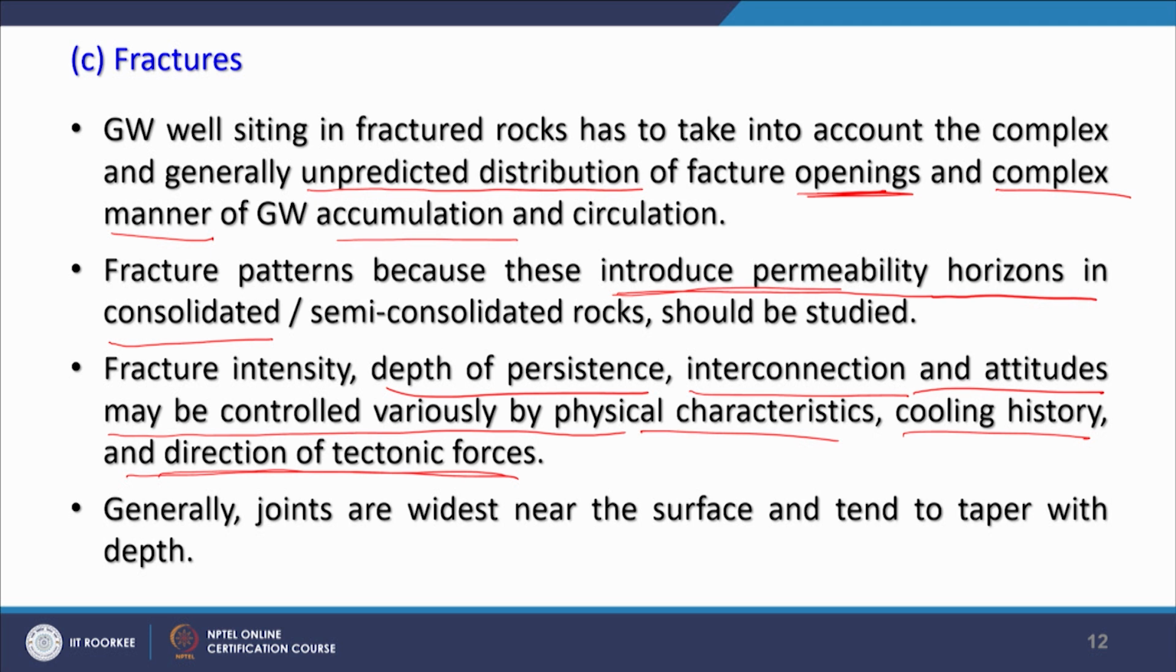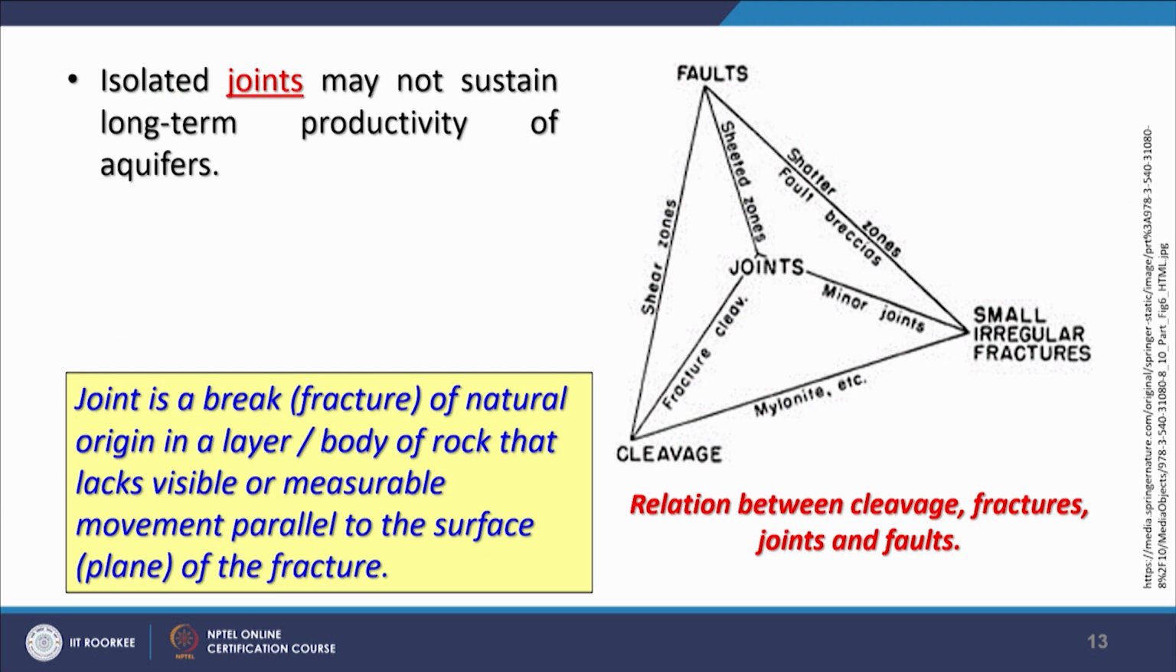Joints are widest near the surface and tend to taper with depth, and this can also happen with fractures. So these things have to be kept in mind. Isolated joints may not sustain long term productive aquifers. Here, the joints are in the center of this pyramid diagram, with faults on one end, cleavage, which are zones of weakness, on the other, and small irregular fractures.